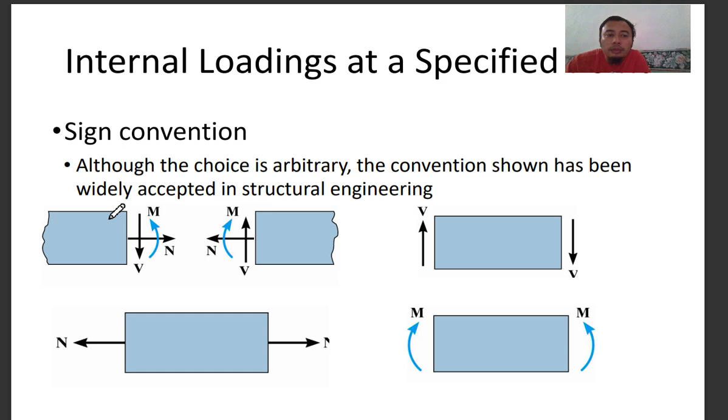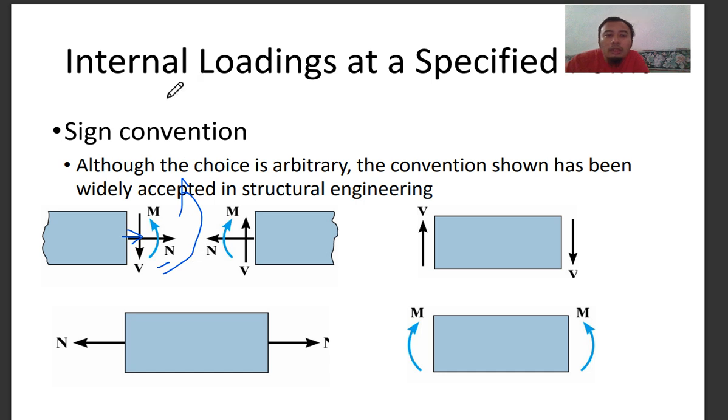It's a sign convention. Although the choice is arbitrary, which is subjective to the one doing the analysis, the convention shown has been widely accepted in structural engineering. So mostly we accept this as positive: if your shear is downward, and your normal force is perpendicular to the section, going outside from the section, and then your moment is counterclockwise, it is considered positive.